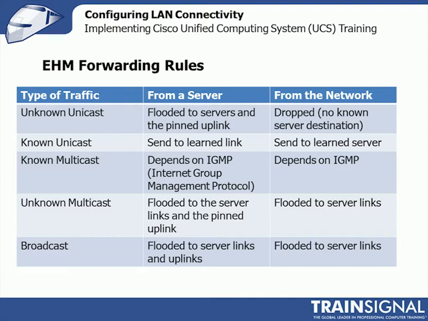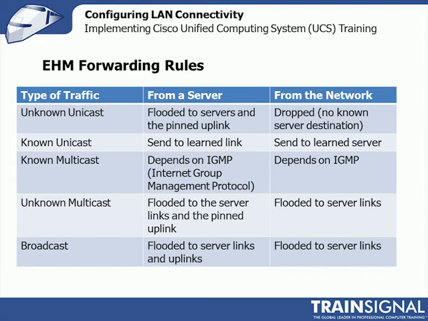Multicast depends on IGMP for most things on known multicast. Basically, if I see multicast traffic and I know about it, then whatever IGMP tells me to do, whoever's a member, whoever's set to receive that traffic, I'm just going to do what I'm supposed to do. Unknown multicast, if I see it from a server, it's going to flood it to the server and the pinned uplink, very much like unknown unicast. I don't know where to send it, so I'm going to do my best effort to deliver it everywhere without causing loops or duplicates.